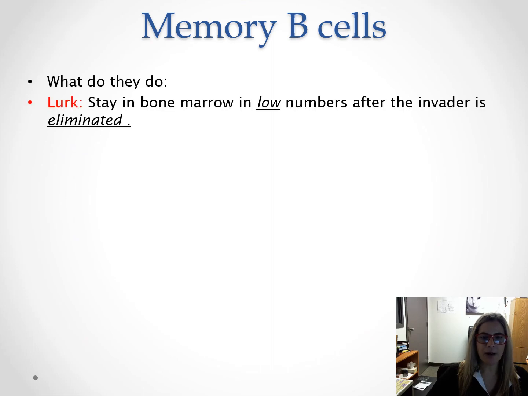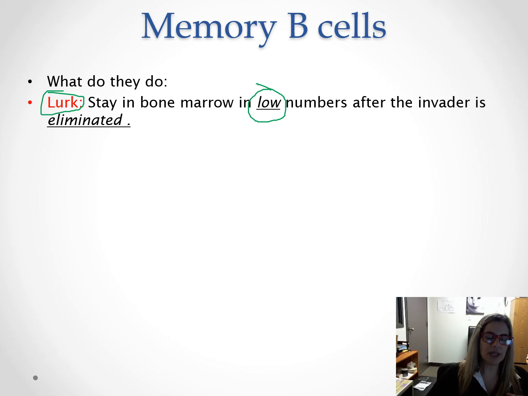So as we already said, our memory B cells are going to lurk in the bone marrow, where they stay in very low numbers for a long period of time, even after the invader is eliminated. And this is why when you get sick with something that doesn't mutate easily, let's say you did get chicken pox, your body made antibodies to fight off chicken pox, and your plasma B cells gave that information to your memory B cells: be on alert for this pathogen because it may come back again.